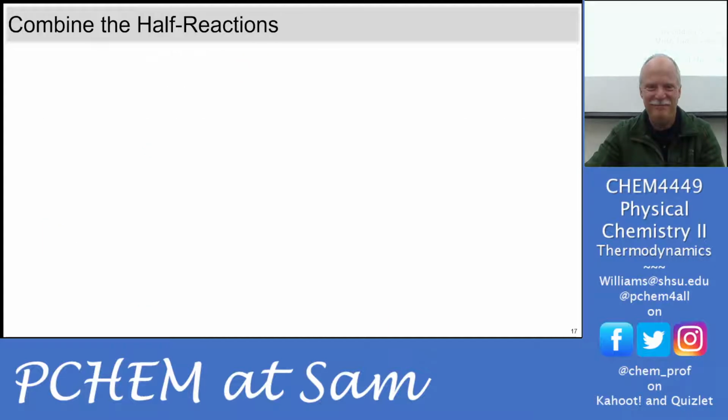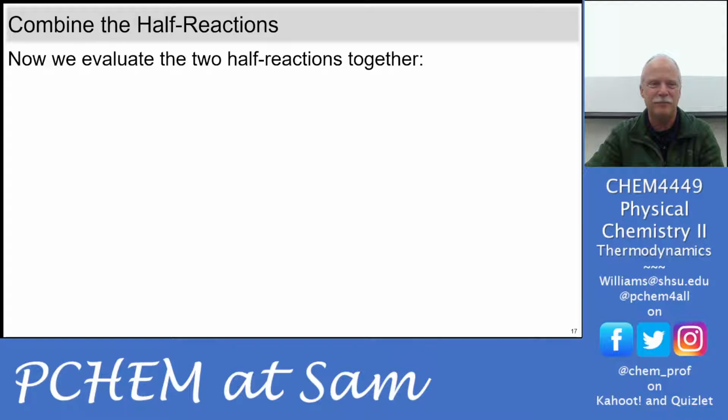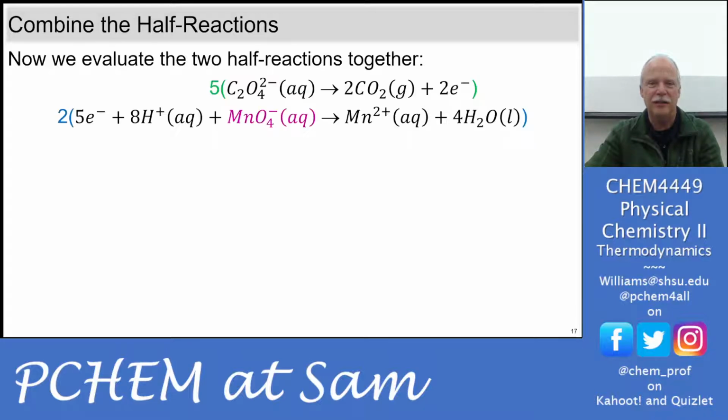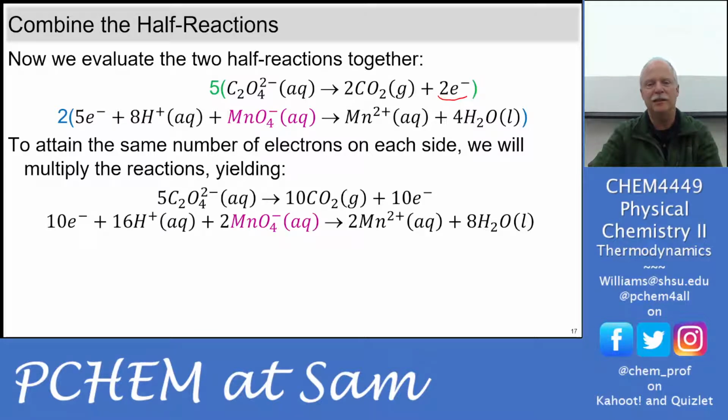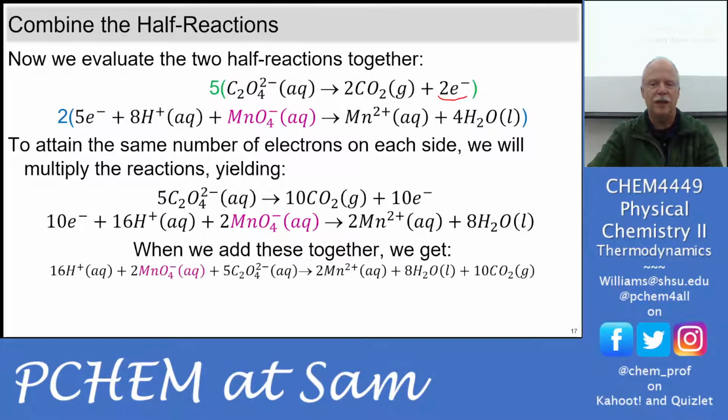Okay. And so then we can combine those half reactions. So we have the 2 reactions together. We look at this. It's giving us 2 electrons here, but the permanganate one's 5. And so we've got to find that common factor. So if we multiply the top one by 5 and the bottom one by 2, then we're good. So we have to attain the same number of electrons on either side, and this is what we get. We get 5 oxalates and 10 CO2s, giving 10 electrons, and then the permanganate, 2 of those, 16 protons, making 8 waters, and it takes in 10 electrons. And so that's the whole thing right there.